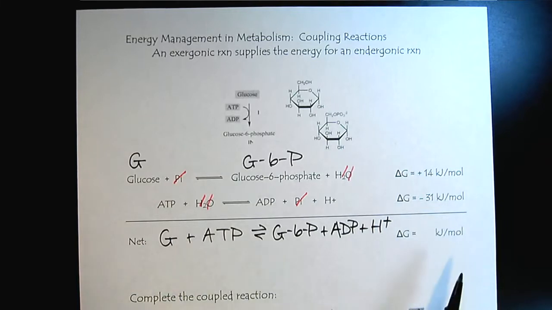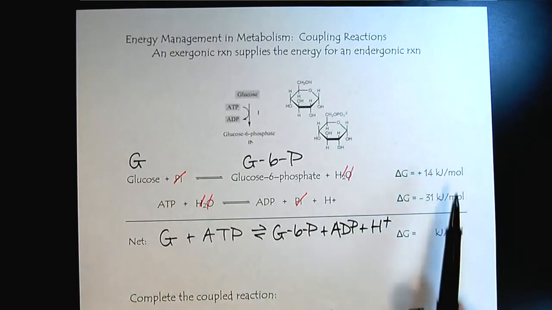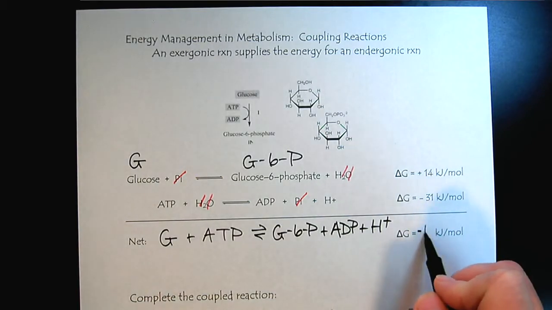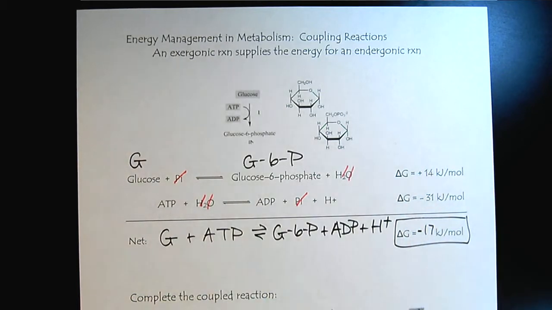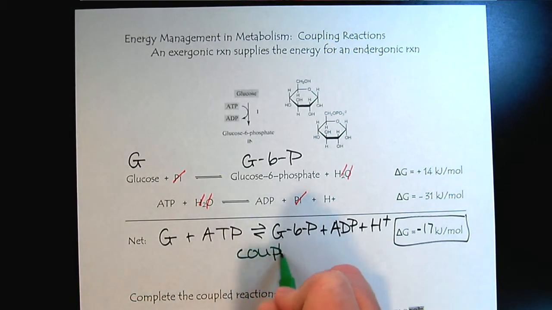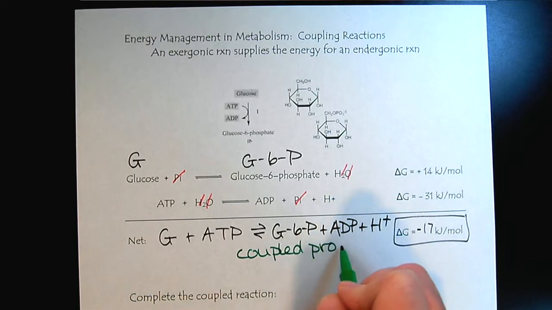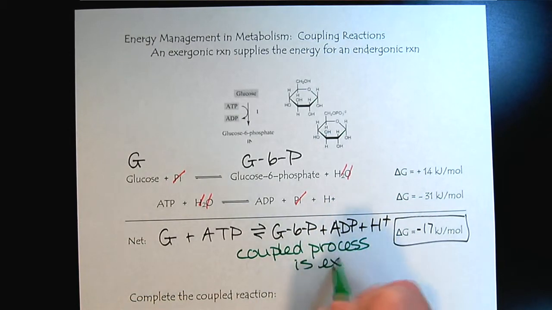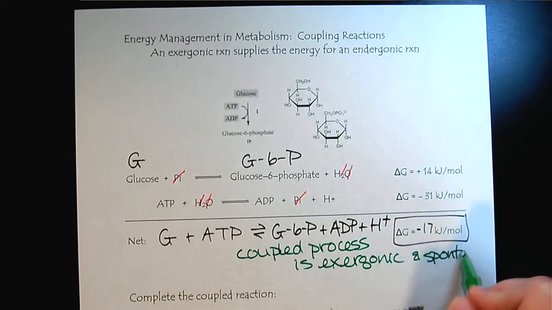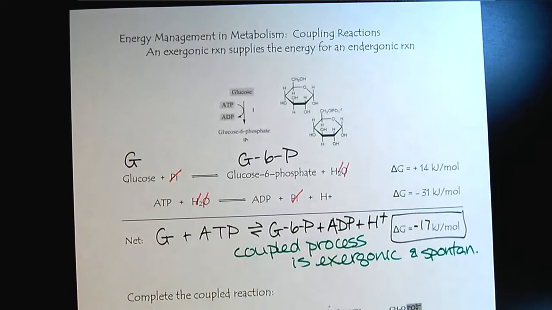Then we look at the overall energy of the process. We have 14 kilojoules that's endothermic or endergonic, and minus 31. When we do the math, we get minus 17 kilojoules per mole. So by coupling the two reactions, the coupled process is exergonic and spontaneous. So here's an example of how ATP fuels reactions within our body.